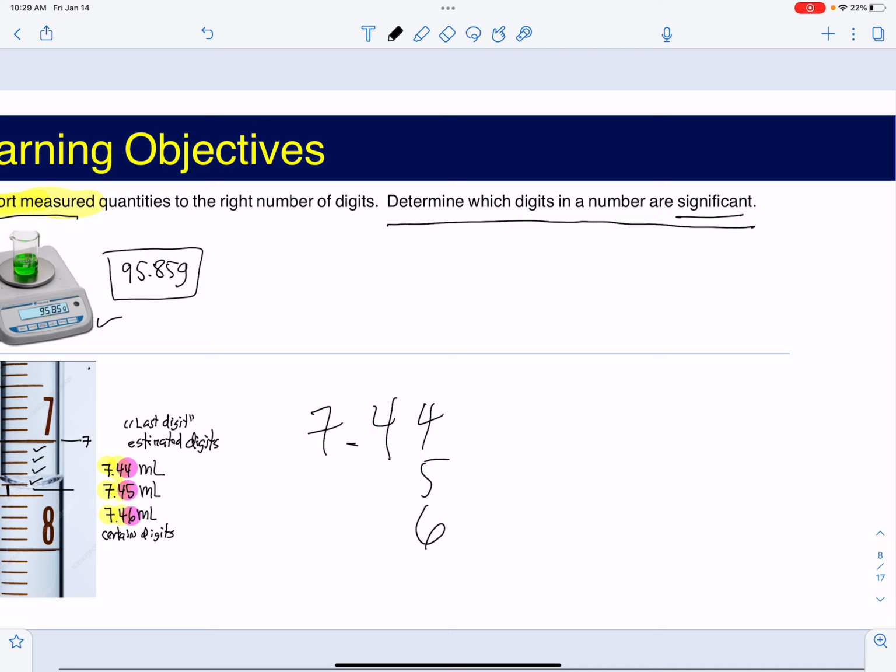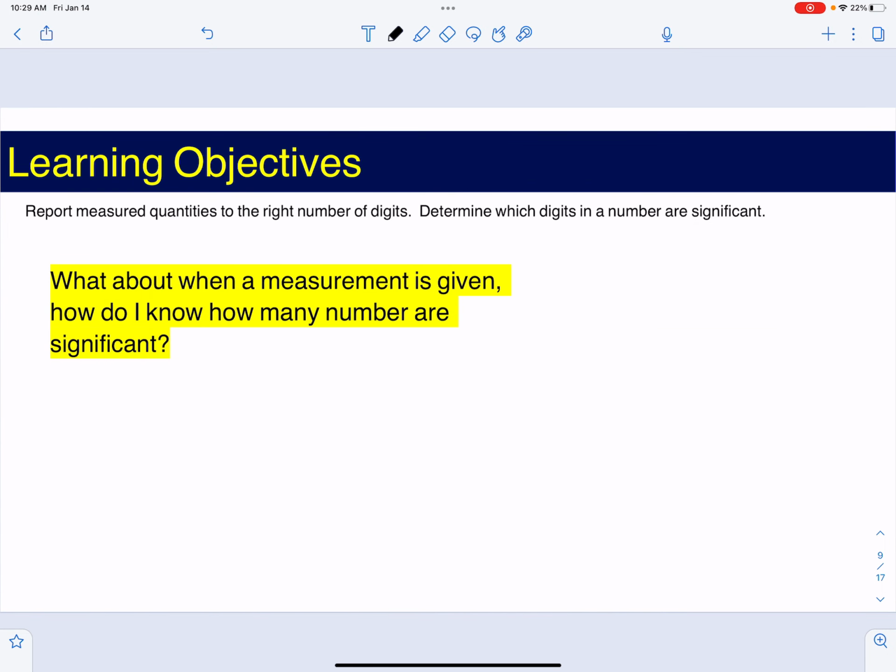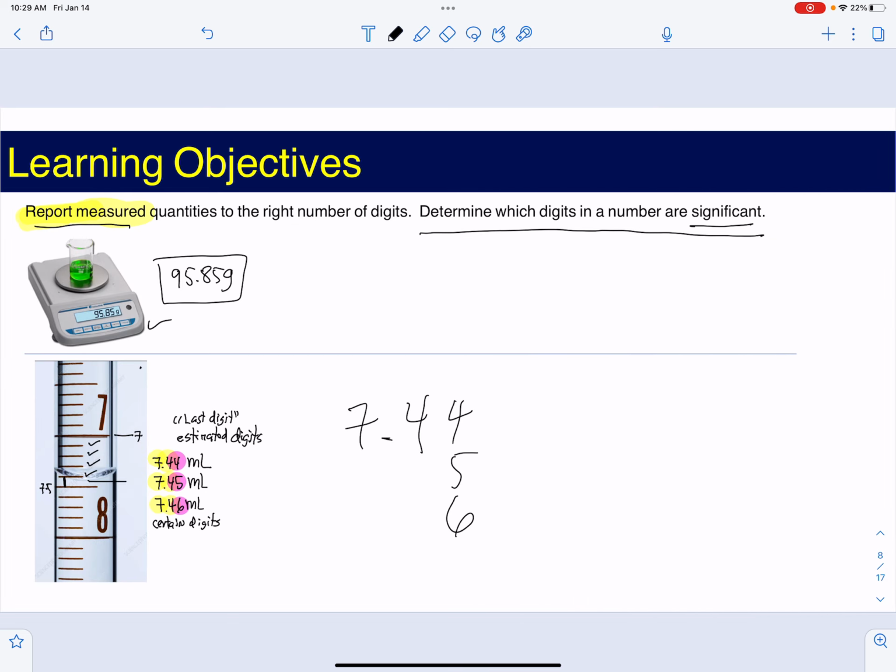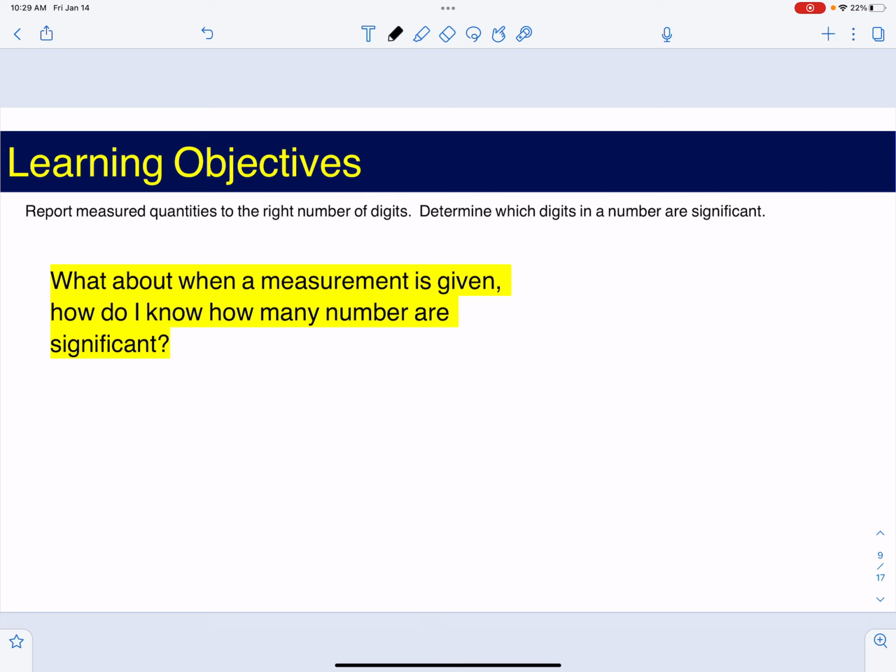So that brings us to a little more detail. In this case, you have the instruments and you can read it, right? What happens if somebody gives me a number and says, you know what, I just measured this and it measures 35.5070000 meters. So how do I know which numbers are significant?